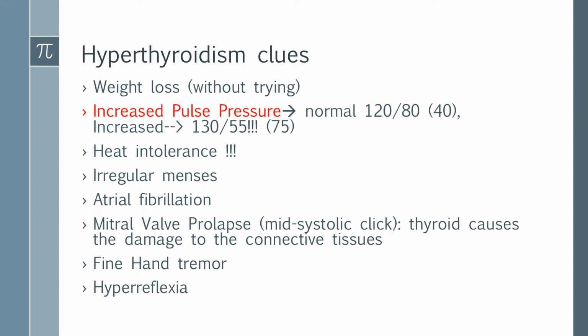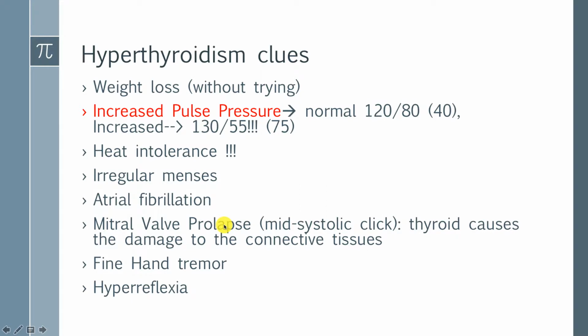Heat intolerance. Remember, you increase your metabolism, you generate heat. So you'll have increased heat in your body, so you'll always feel warm. Women will get irregular menses. Since you'll have catecholamine effects, right, if you're having it all the time, you're having increased heart rate, you'll develop atrial fibrillation.